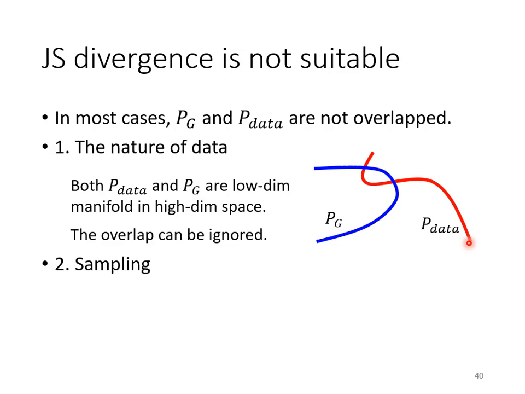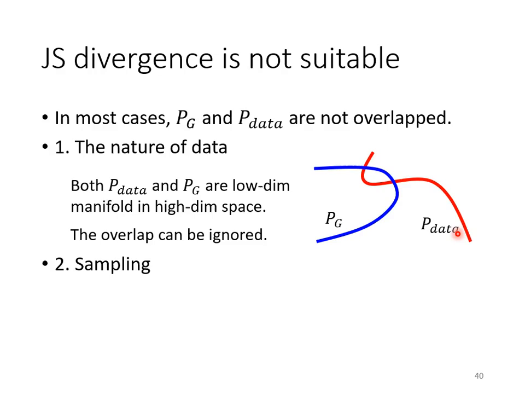Judging from the nature of the data, in terms of two-dimensional space, PG and P data are like two straight lines. The area of intersection between two straight lines in the two-dimensional space is almost negligible, unless one line is on top of the other. This is the first reason.